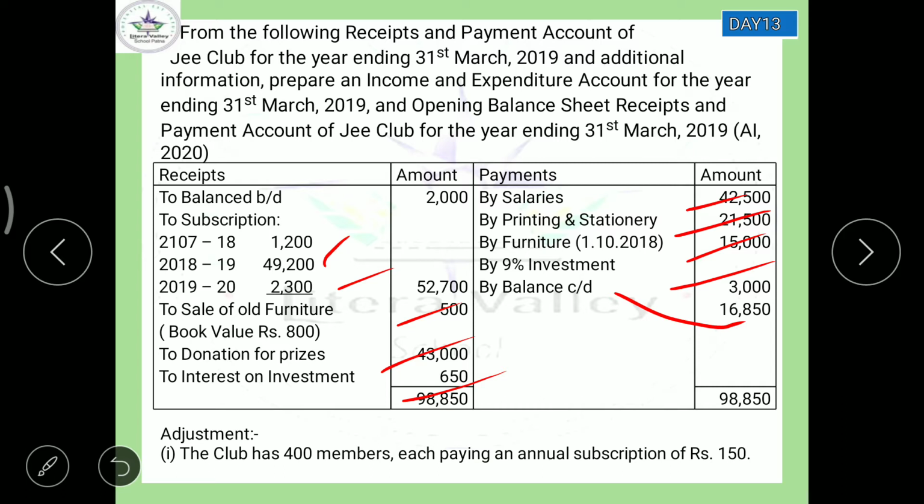Here adjustment is also given. A club has 400 members and each one is paying 150. So in any situation, 400 members into 150, it will be taken as subscriptions. Now come to the solution.